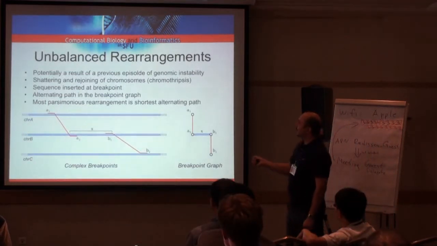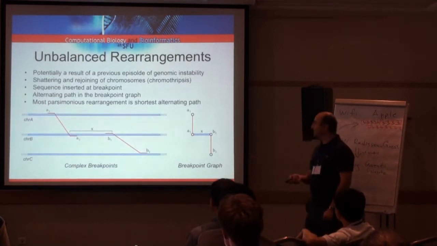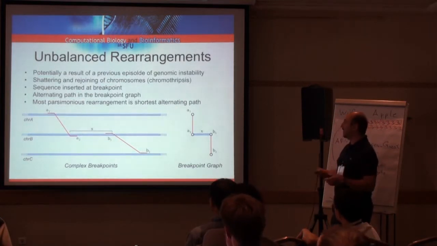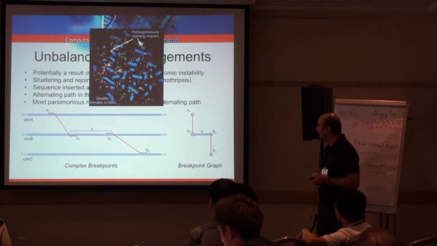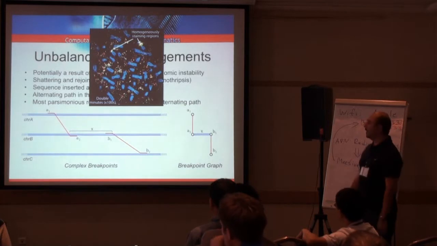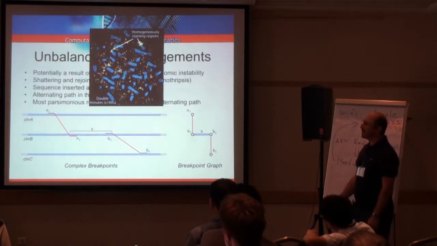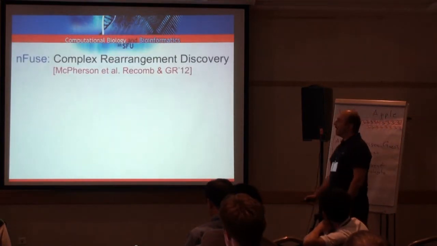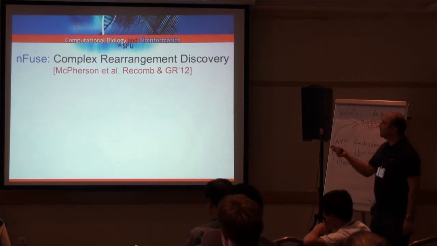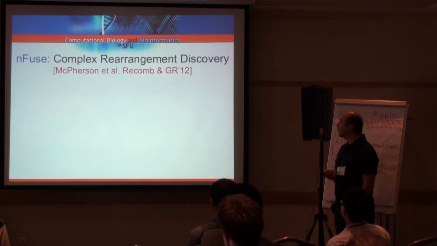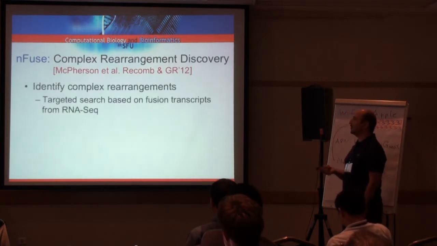So in addition to balanced rearrangements, there are unbalanced rearrangements as well. And for that, you have a shortest path formulation. Many of these are due to, we predict, chromothripsis, as you have heard before. And to be able to detect these events, we came up with Enfuse, the complex rearrangement discovery tool that just appeared in Genome Research last month.